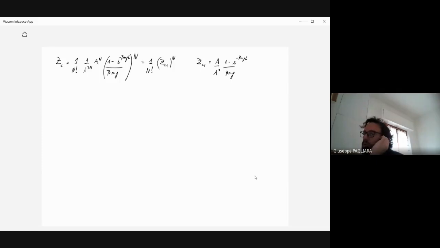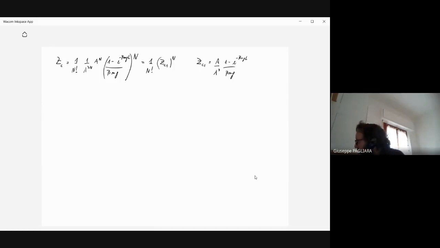This will be used also later. So when computing the partition function of a system of particles which are not interacting with each other, I can just compute the partition function for one particle and then raise it to the power of n in order to compute the total partition function.